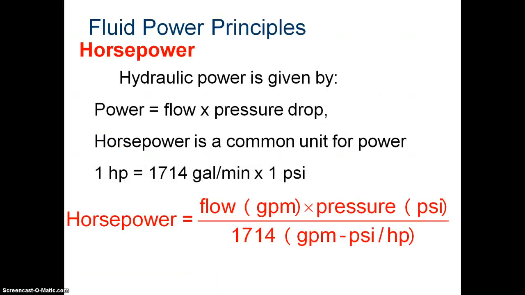Okay, horsepower. Hydraulic power is given by power equals flow times the pressure drop. Horsepower is the common unit for power, and 1 horsepower equals 1,714 gallons per minute multiplied by PSI, pounds per square inch.